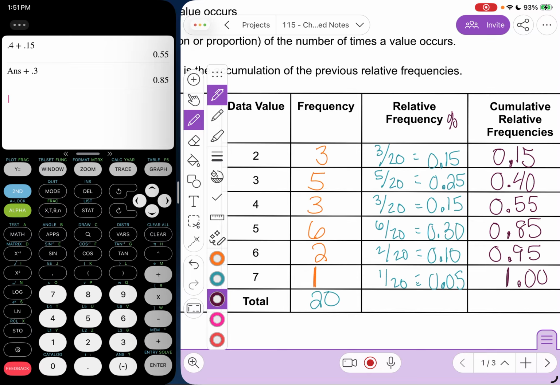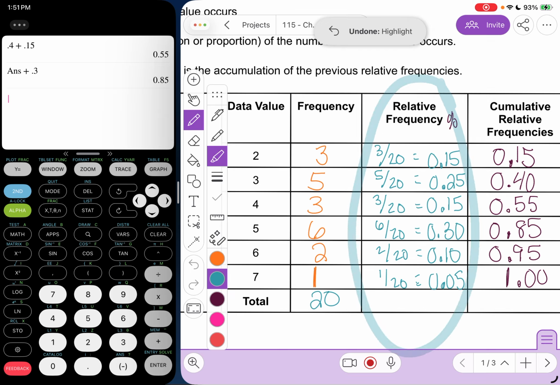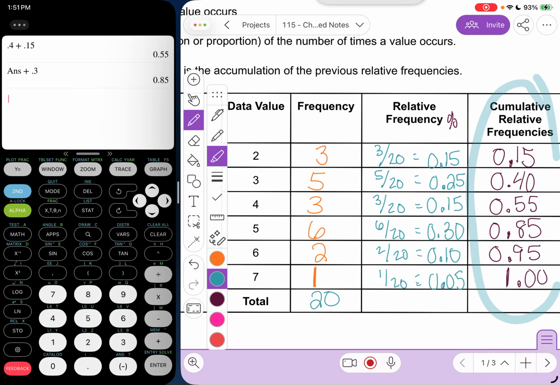So frequency table is all of your amounts. Relative frequency is your percent. Cumulative just adds them up as you go, all of the ones before.